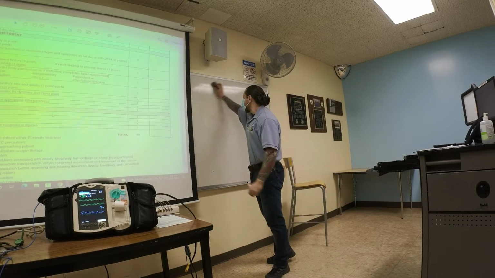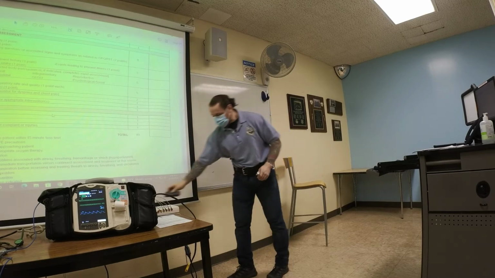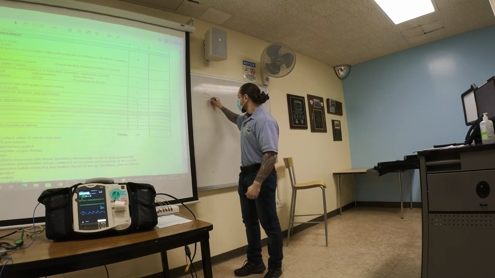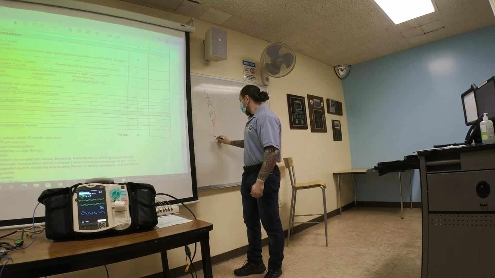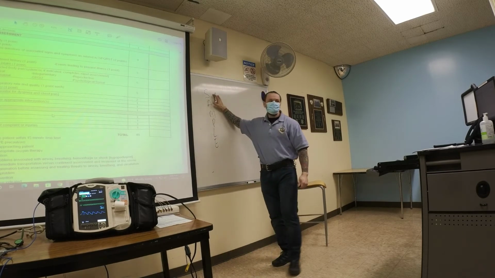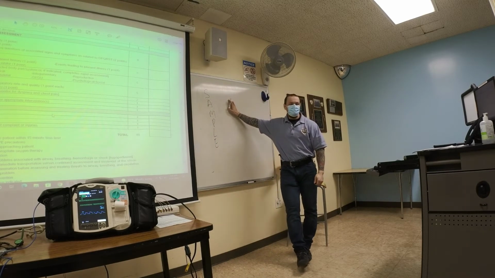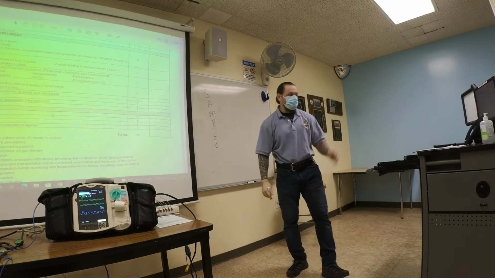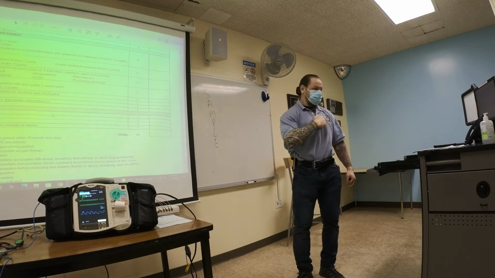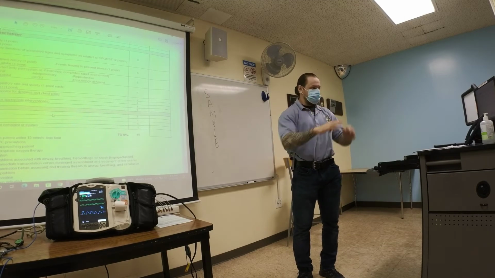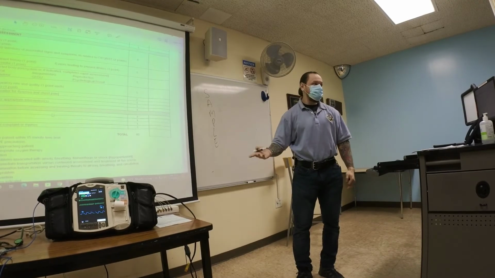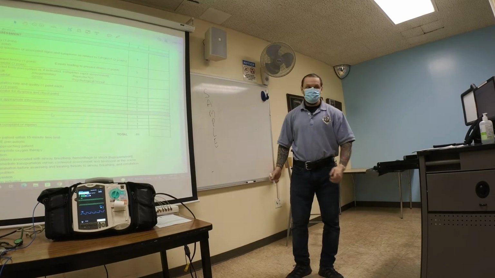Right? And then the next thing we do is we're going to do SAMPLE history. S is signs and symptoms. So what are signs? What you see, objective data, right? He had a Levine sign. Maybe he was diaphoretic. Your vital signs are objective. What is subjective? What he tells you, right?